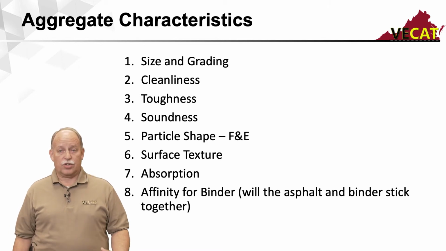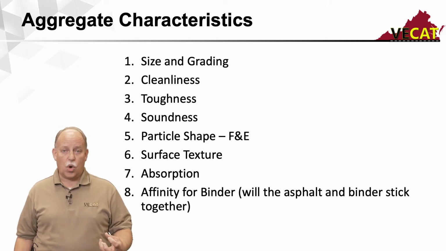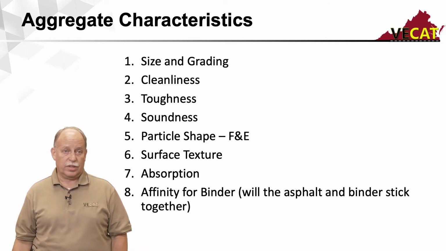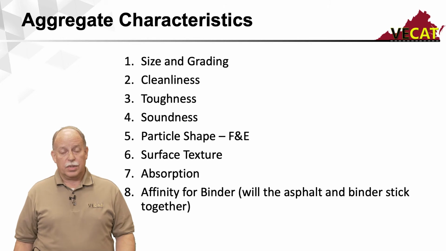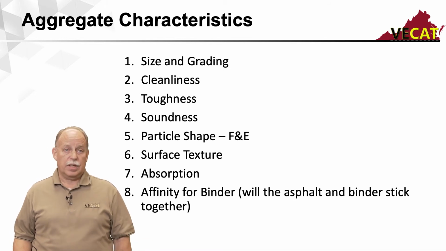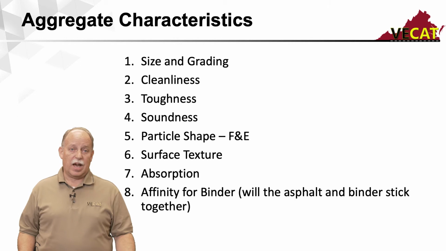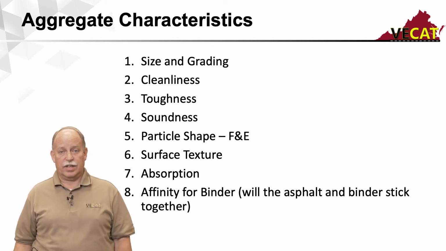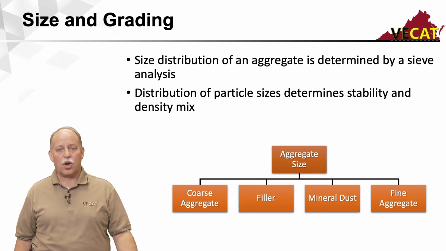Then there's surface texture. We want a rough surface texture on it to hold that aggregate together and also to hold the binder to the aggregate. There's an absorption. We want a little bit of absorption because we want that aggregate again to bond well to the binder, but we also don't want too much absorption. And then there's its affinity for the binder. Will the asphalt and the binder stick together? That's the affinity.